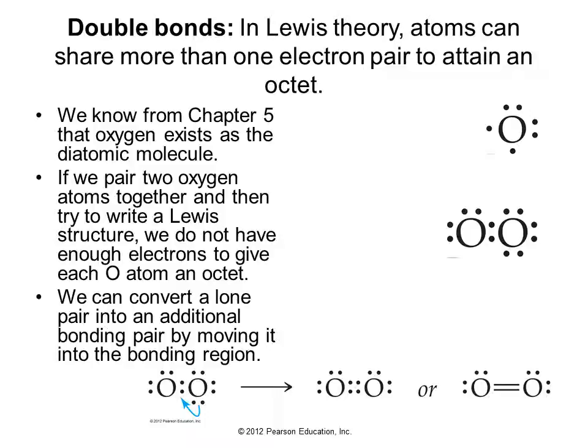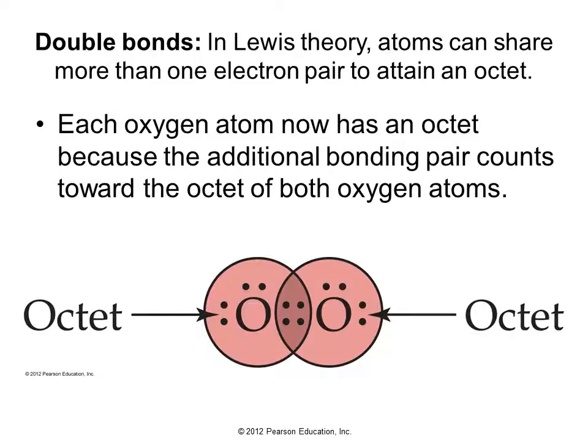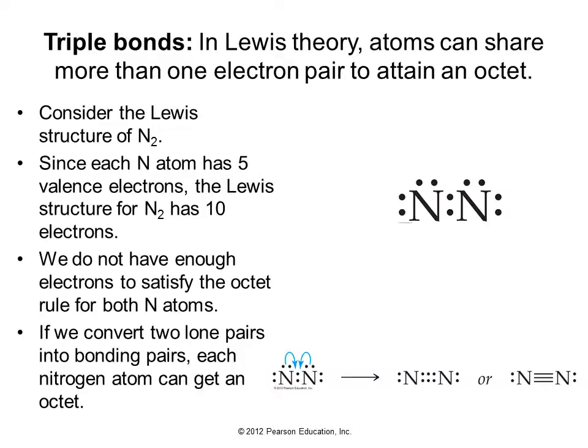Now there's 8 around this atom, counting this 4 again, and 8 around this one. We now have each atom having an octet, and that is done by having a double bond. So double bonds show that atoms can share more than one pair of electrons to get the octet. You see, this has the octet, and these 4 count for both atoms.